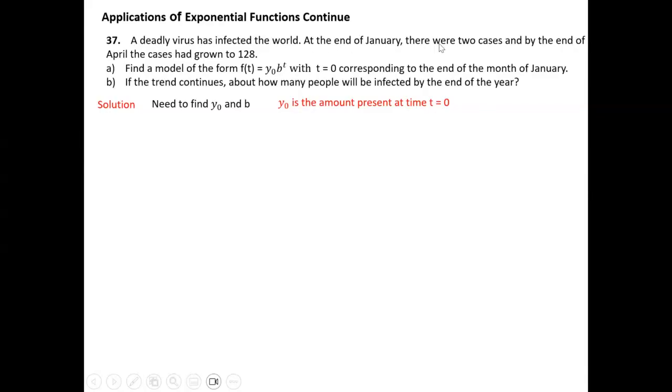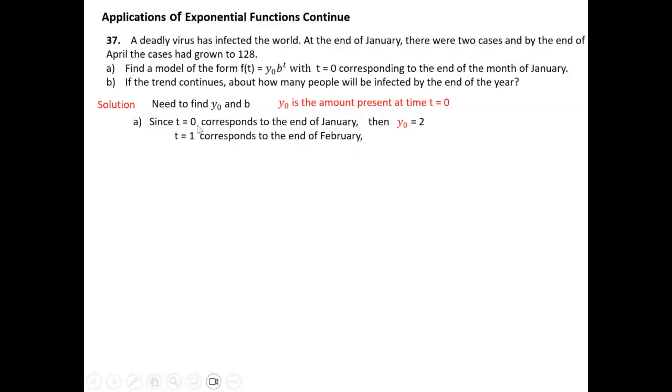So here it says the deadly virus has affected the world. At the end of January, there were 2 cases. So when they started getting this experiment, or trying to get the formula, when they started, there were 2 cases. So my first point will be (0, 2). Y naught will be 2. And then it says by the end of April, it had grown to 128.